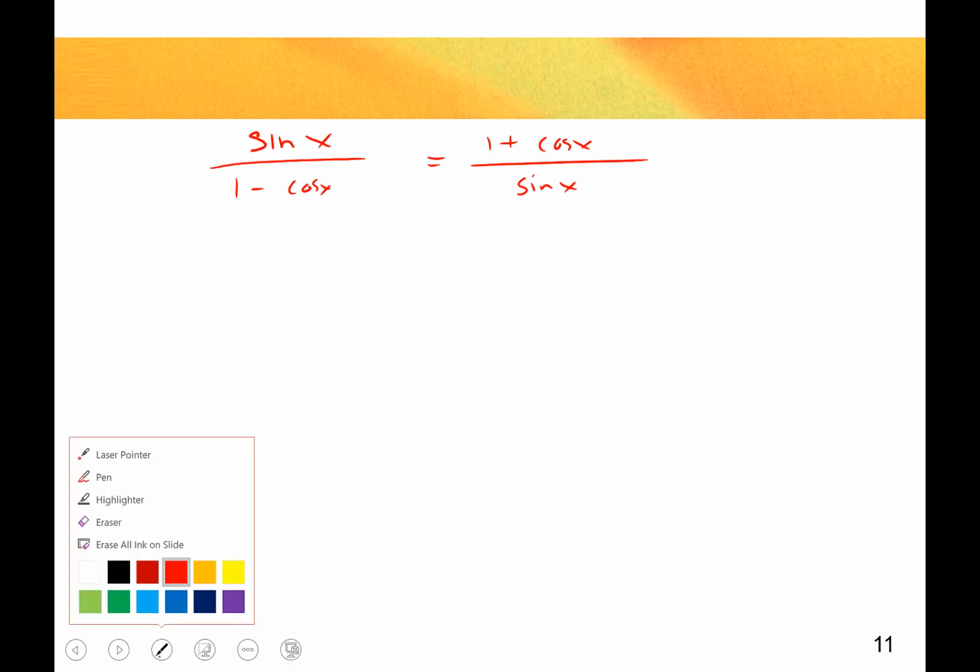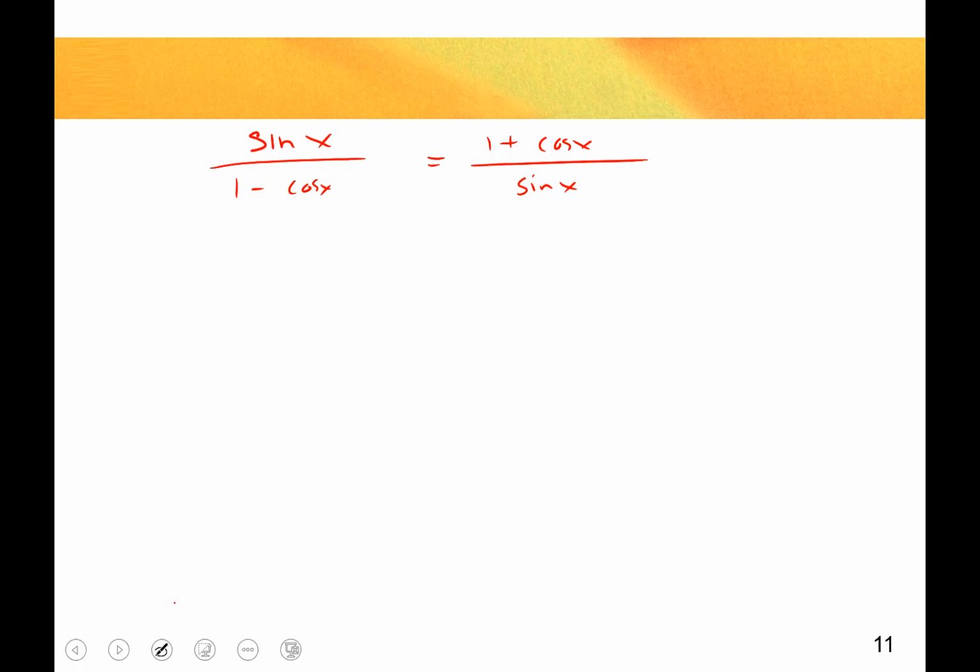So I have sine of x over 1 minus cosine x equal to 1 plus cosine of x over sine of x. Okay, so the only thing that we could do, let me even change pen color here so we see it, is multiply by the conjugate. This is what we're doing here. Multiply by the conjugate. I'm going to multiply one side. It doesn't even matter which side you go with. I'm going to multiply one side by the conjugate of this one right here.